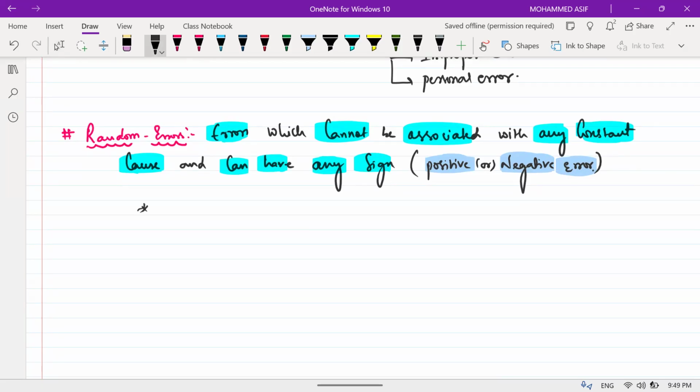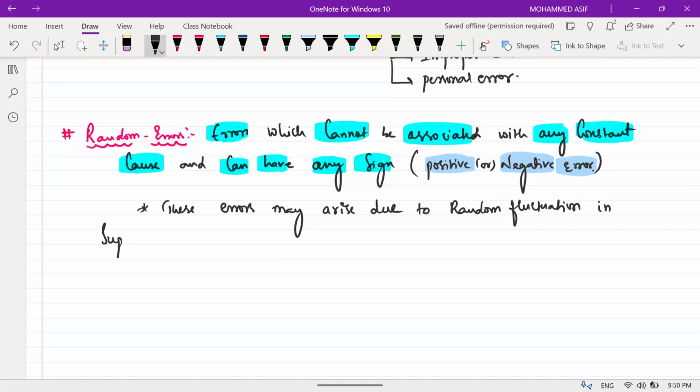One more point you can write. These errors may arise due to random fluctuations in supply voltage, or it may be due to sudden pressure and temperature increases or decreases, etc.